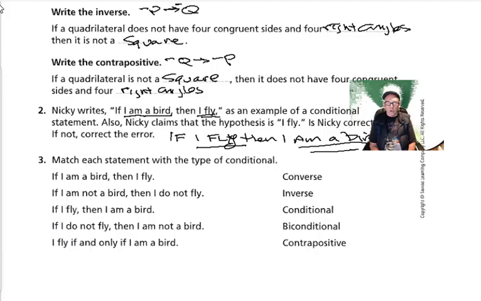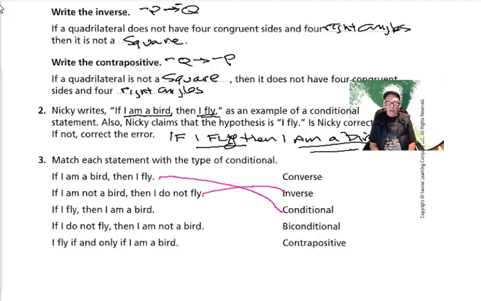Okay, here's a matching. So think about these orders up here. If I am a bird, then I fly. We'll call that the conditional statement. If I am not a bird, then I do not fly. Notice the P and the Q stayed where they're at, but they're both nots, so that makes that the inverse.